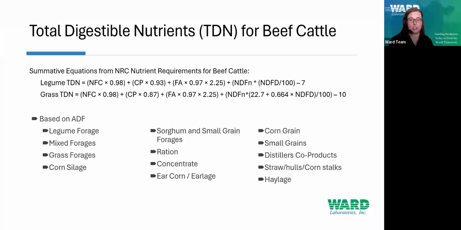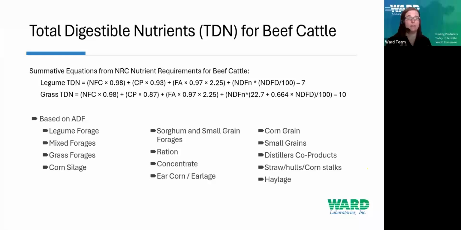When it comes to their energy, it's a calculated value. The total digestible nutrients is calculated, and then your net energies, maintenance, growth, lactation, those are all calculated based off that TDN. So if you're running wet chemistry, you're going to see it being calculated based off the ADF value, and the higher the ADF, the lower the energy in the feed.